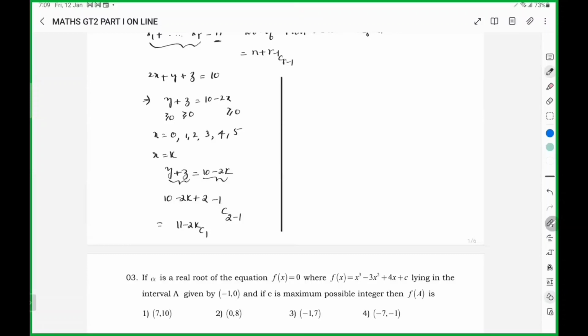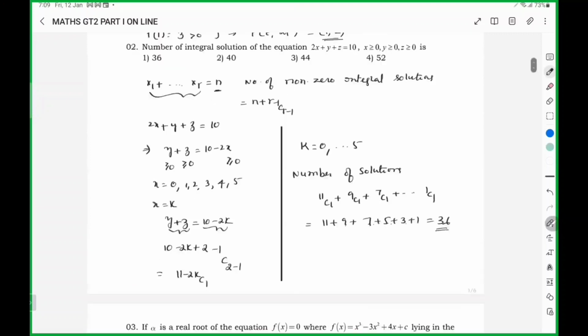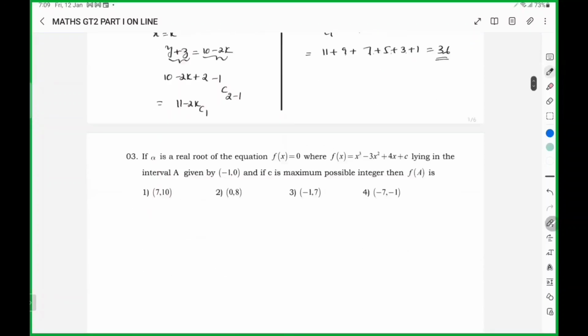Here k runs from 0 to 5, so the number of solutions will be, for k as 0, 1, 2, up to 5: 11, 9, 7, 5, 3, 1. Adding them up gives 36 solutions. The first option is correct.